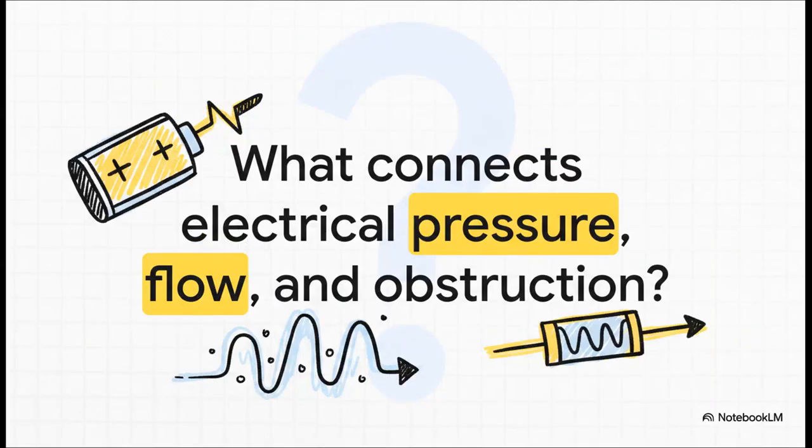So let's kick things off with a question. Think about electricity like water flowing through a pipe. You've got some pressure pushing it, that's the push. You've got the actual water moving, that's the flow. And of course, the pipe itself might be narrow or clogged, creating an obstruction. So what's the one thing that connects all three of those ideas? Pressure, flow, and obstruction. Well, that's exactly what Ohm's law is all about.